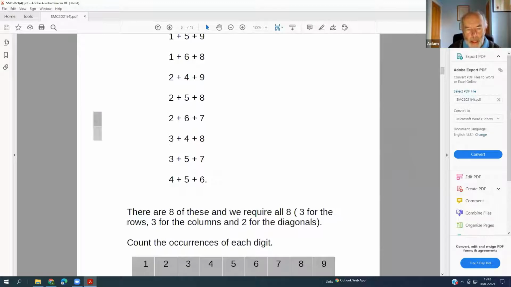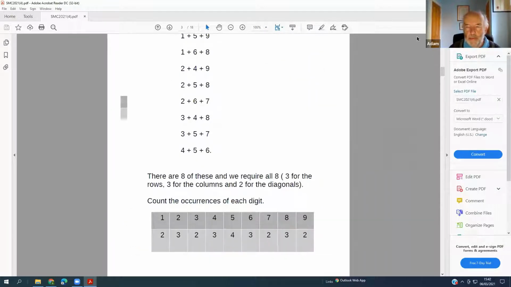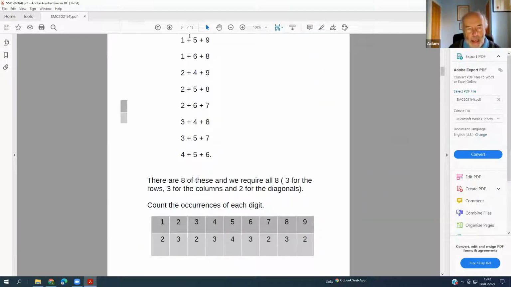The number 1, I can just shrink it a little bit more to get everything on at one time. Right, we've got it now, I think. The number 1 appears twice. There it is. The number 2 appears 3 times. There we are. The number 3 appears just twice.